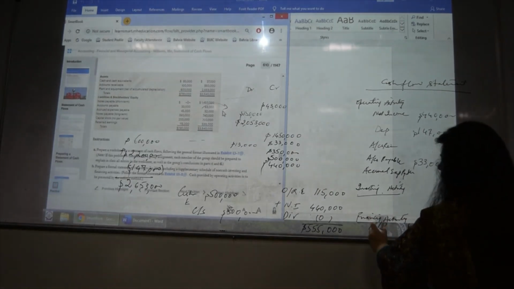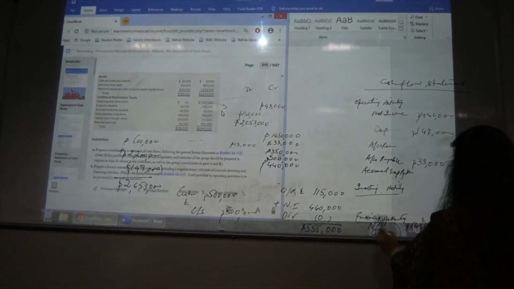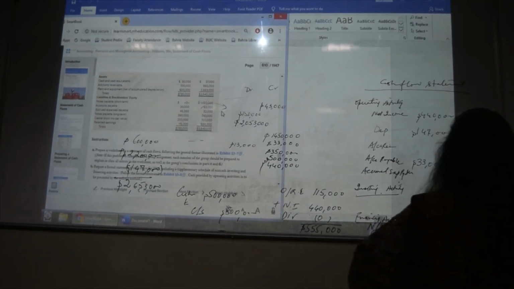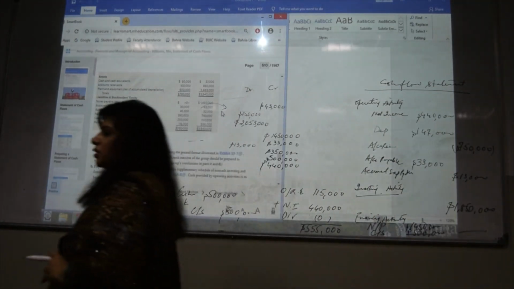Then we also have, okay, now we are going to be having the capital stock, not taking the retained earnings at the moment. The capital stock would be 500,000. That would be an increase, and you can just simply sum them up and reduce, and let's just observe what is the net change in this.